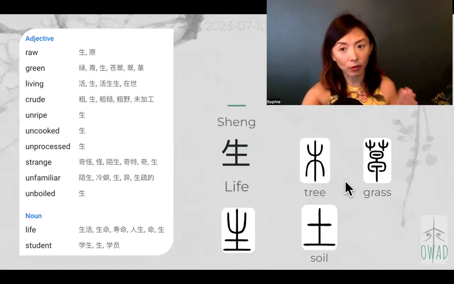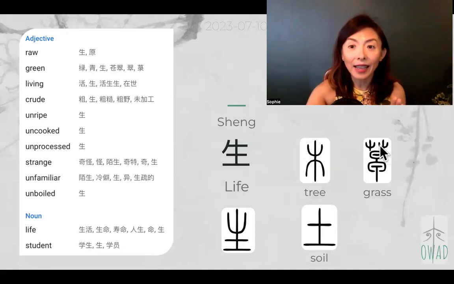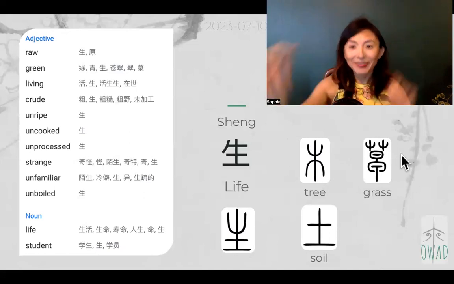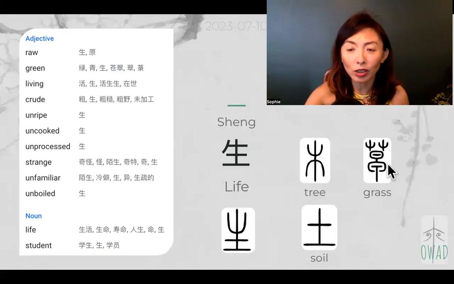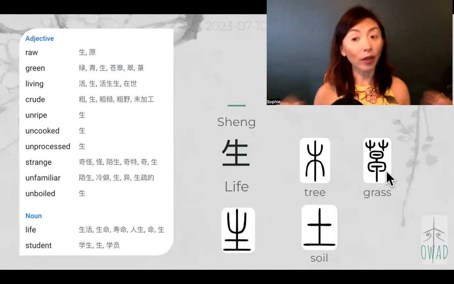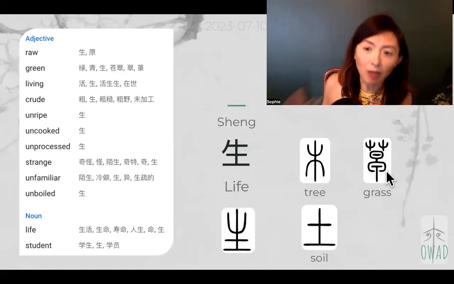So that's the tree symbol. And the grass has these two tiny trident shapes on the top, and then two circles, where the bottom circle has an opening up there. According to scholars, so this is something that's beyond my knowledge.